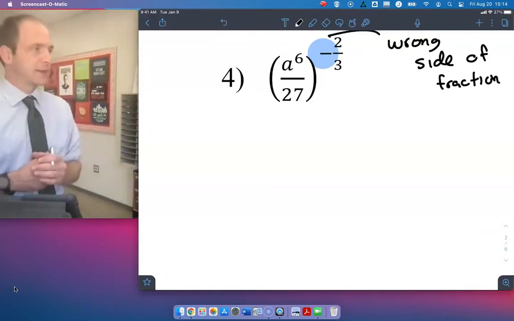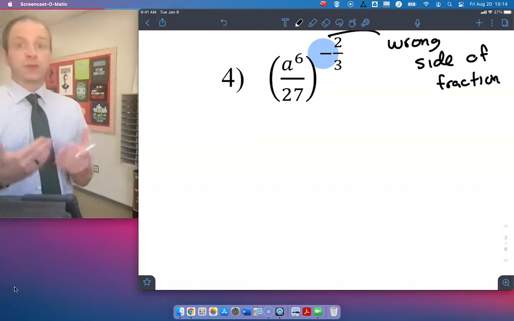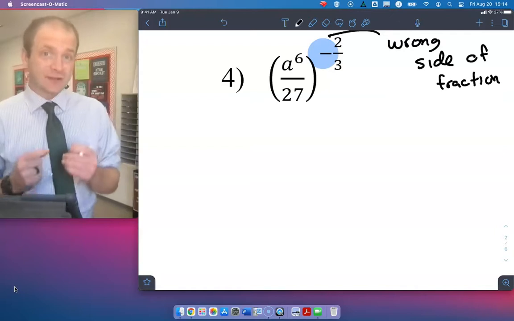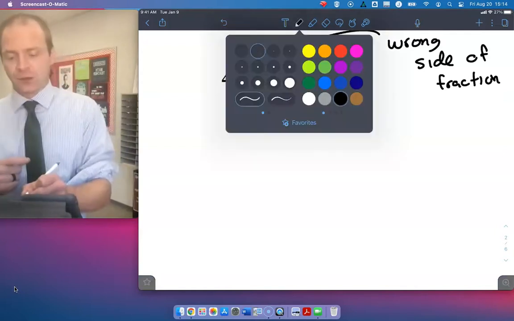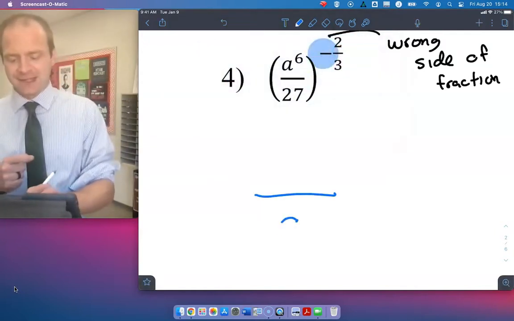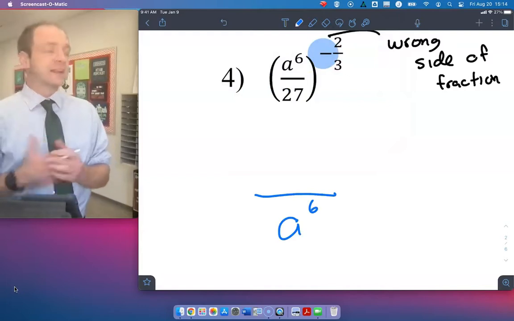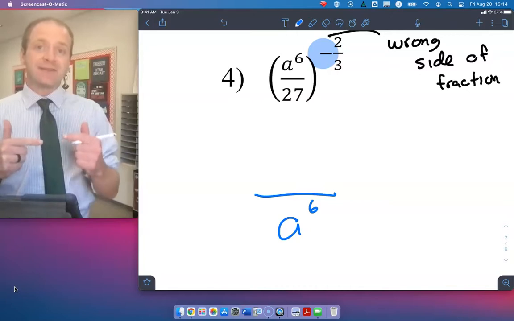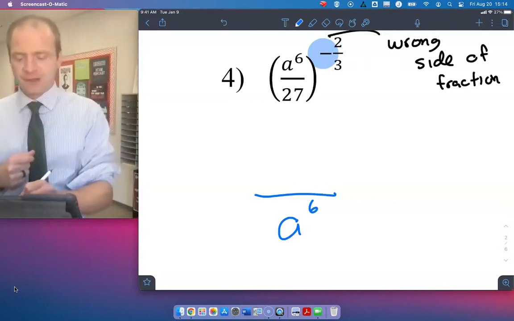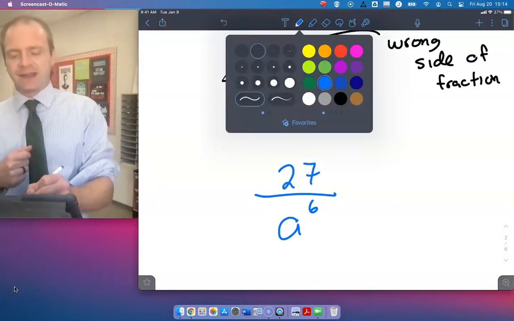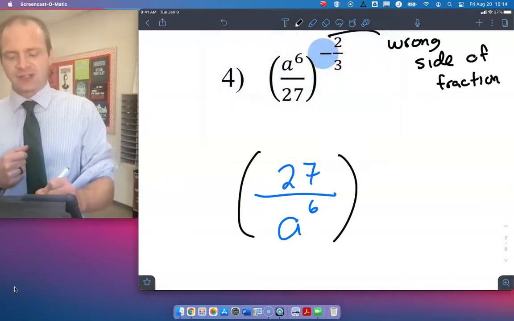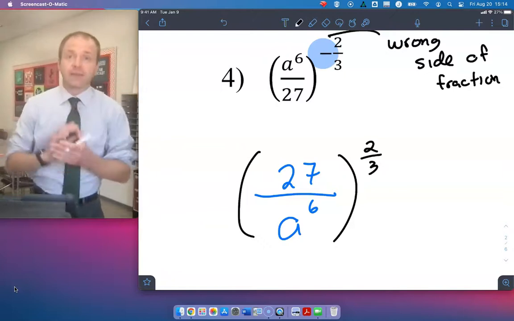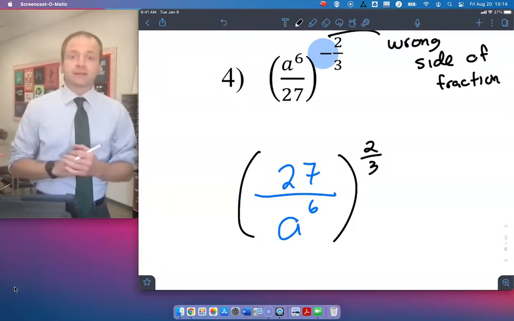Well, what's on the wrong side of the fraction? Both the numerator and the denominator. The a to the 6th is on the wrong side of the fraction. So that a to the 6th needs to be put on the bottom. The 27 is on the wrong side of the fraction. So that 27 needs to move to the top. So the first thing I like to do, if I have a negative exponent attached to a fraction, that really means flip the fraction. That's all it really means.